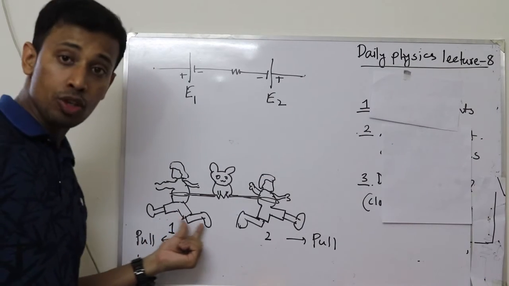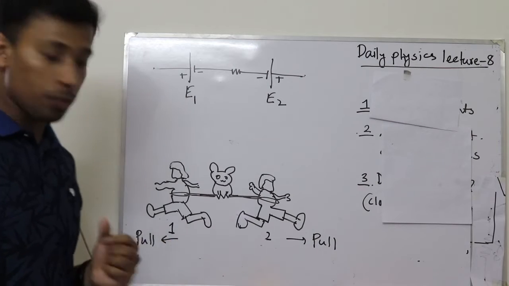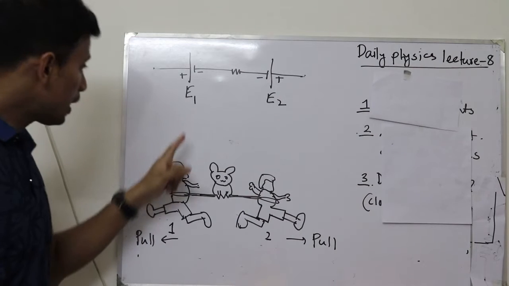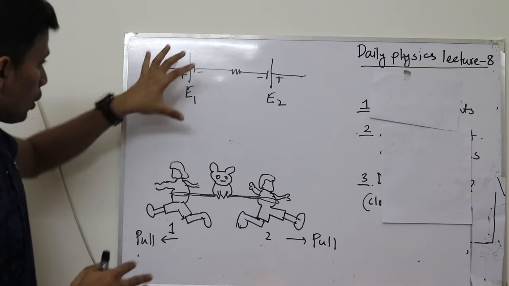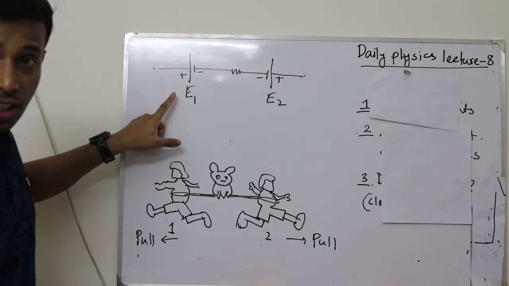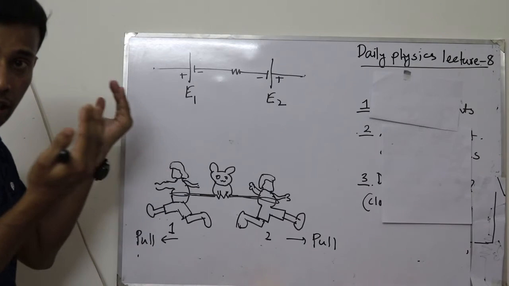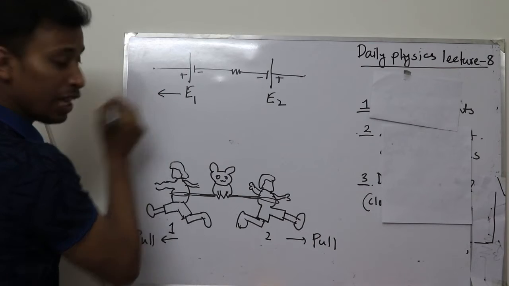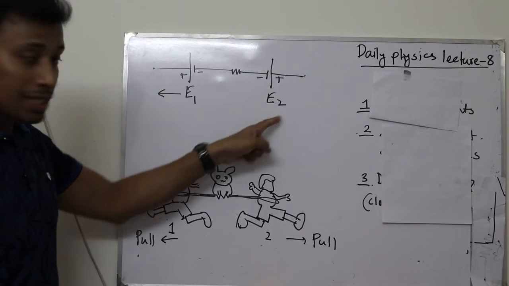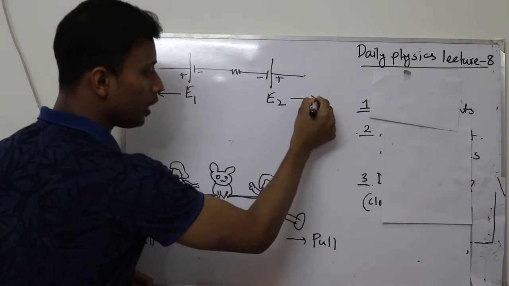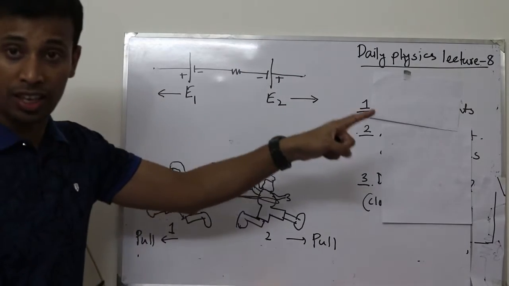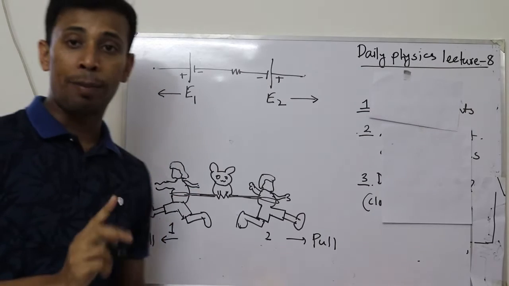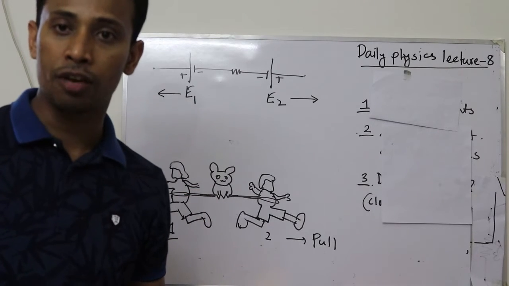So let's assume these groups are like cells and this pull is just like EMF. So cell 1, by seeing the direction of the cell, is trying to pull the electrons towards this direction. So this is the direction of E1, and cell 2 will try to pull the rope towards the other direction. So the direction of EMF of cell 2 is towards that direction. But what we don't know is the direction of current flow.